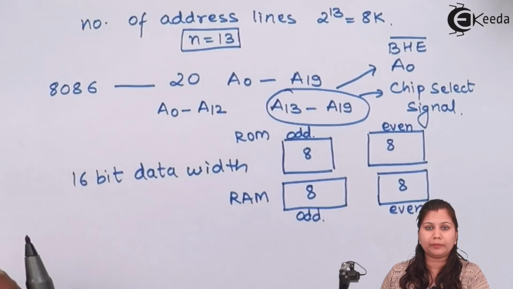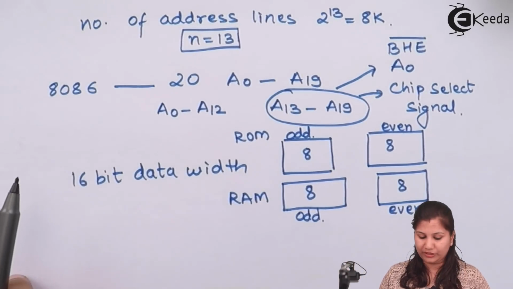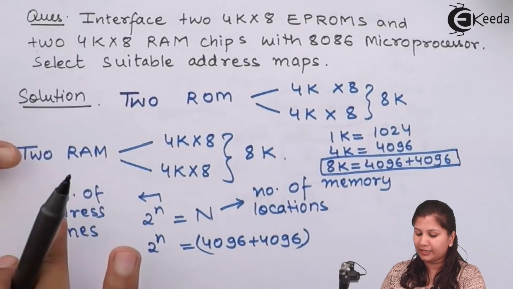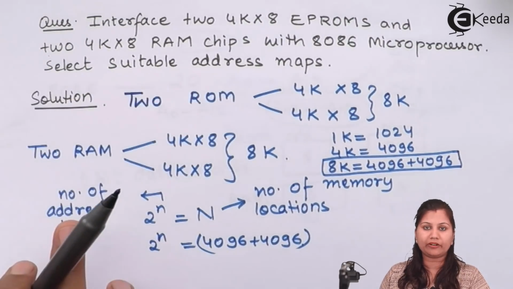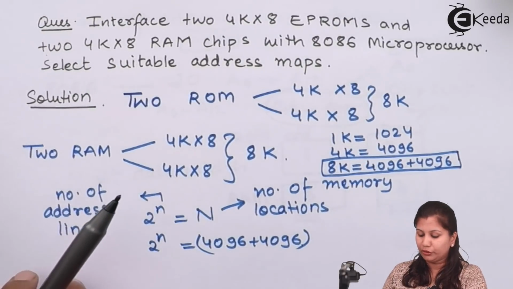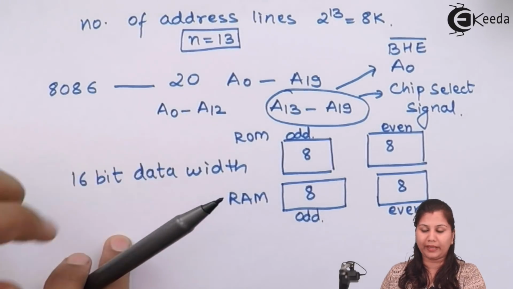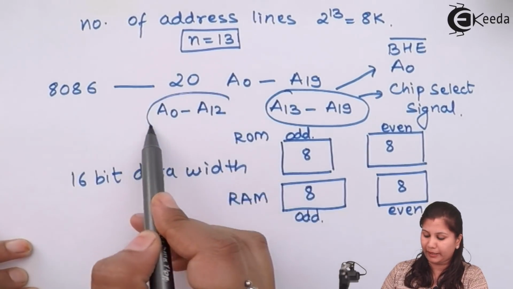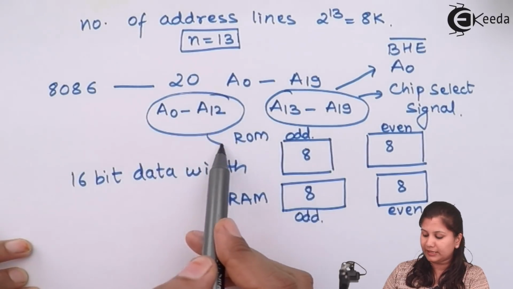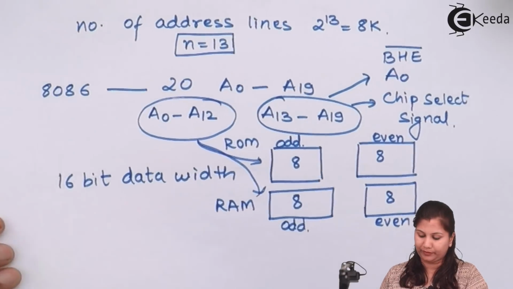Now next step will be to find out the address map, because in the question we were asked to select the suitable address map for addressing these memory chips. So we will use the 13 address lines from A0 to A12 of the 8086 microprocessor to address these ROM and RAM memory chips. Let's see what the address will come out to be.